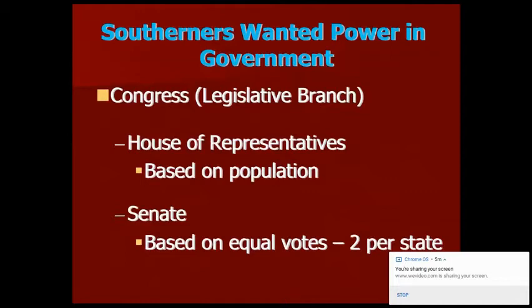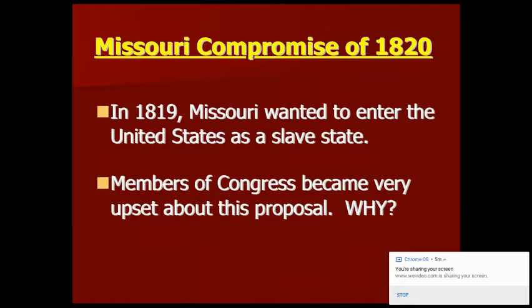And we're not going to be focusing today on the House of Representatives. The North has more people, and so they will have more representatives in the House of Representatives. But we're going to focus on the Senate, where before the Missouri Compromise, and then even for a little bit after, it's going to be balanced. The number of senators from free states and the number of senators from slave states. So if we get into 1819, when Missouri wanted to enter the United States as a slave state, at that time our country had 22 states. And as it happened, 11 of them were free states and 11 of them were slave states.